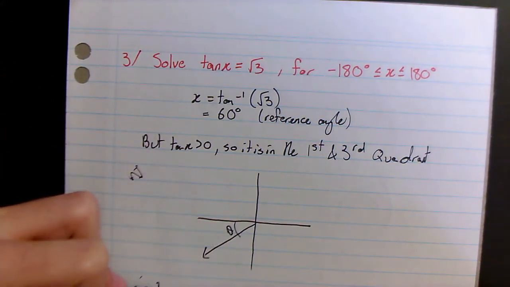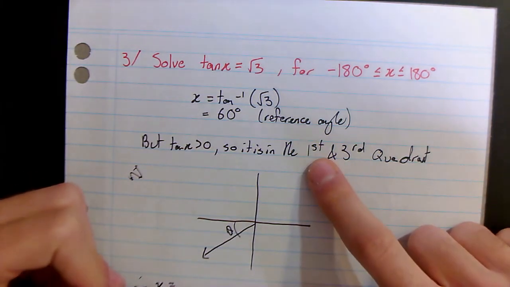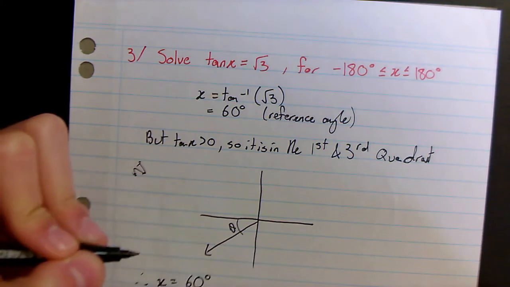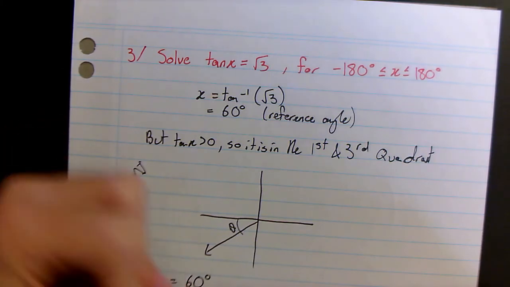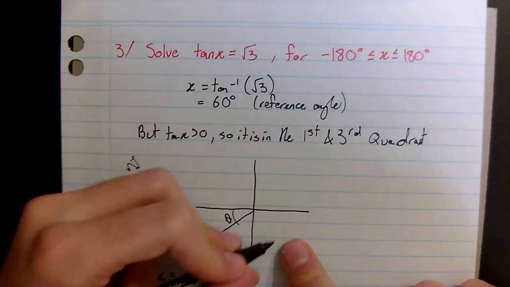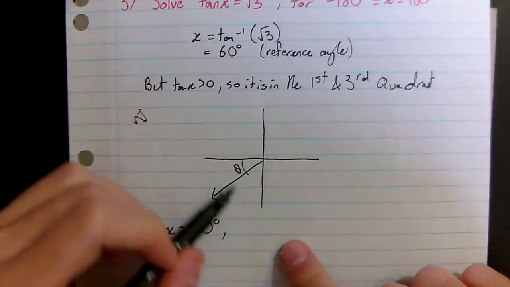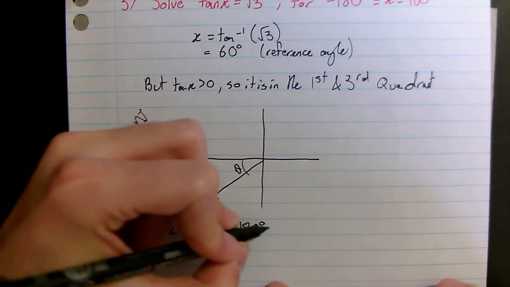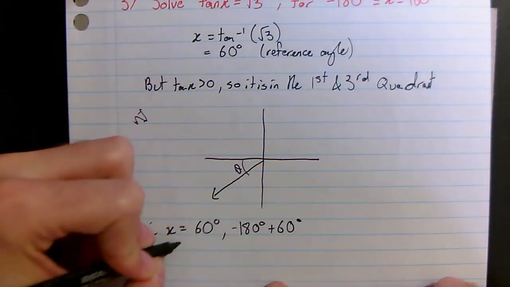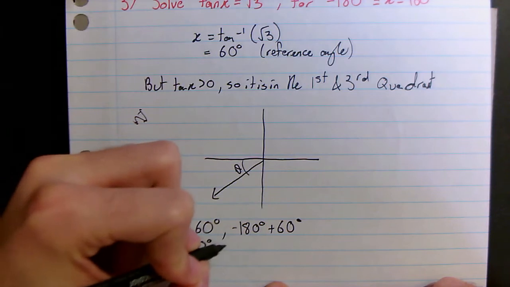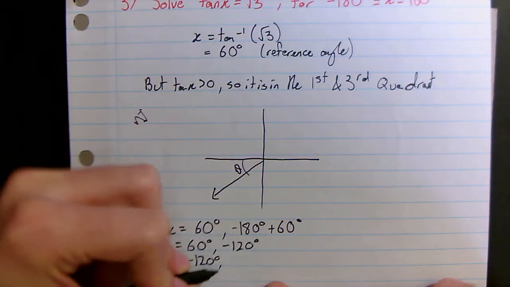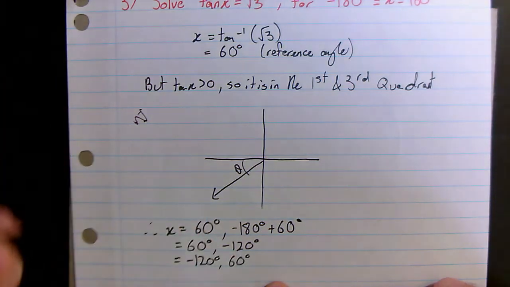So therefore, x is equal to, so for the first quadrant, it's simply going to be 60 degrees. And then for the third quadrant, it's going to be minus 180 degrees plus theta, which is plus 60. So minus 180 degrees plus 60 degrees is equal to negative 120 degrees. And if you want to be neat and order them, it's going to be negative 120, 60 degrees.